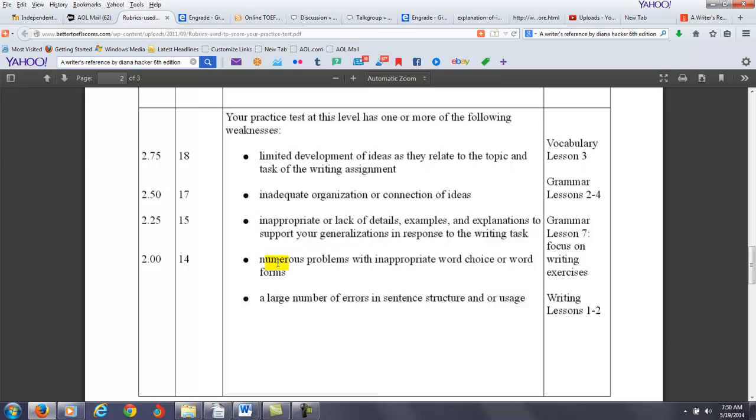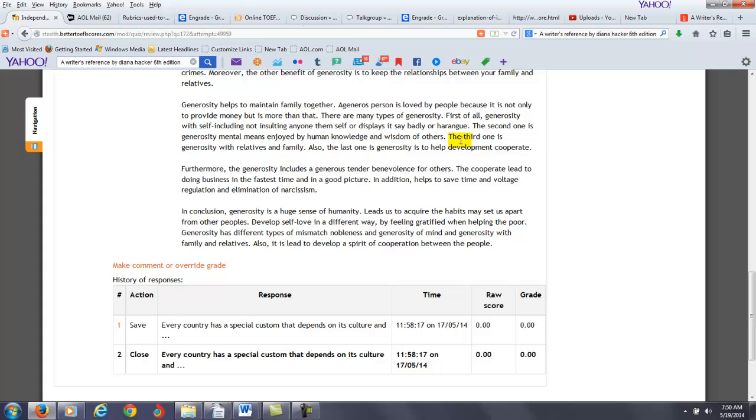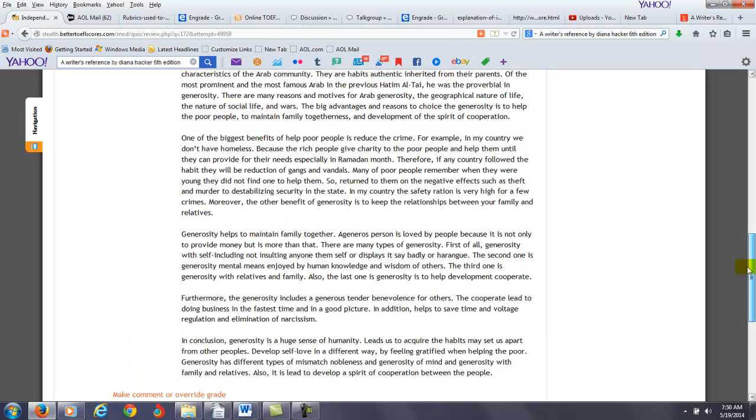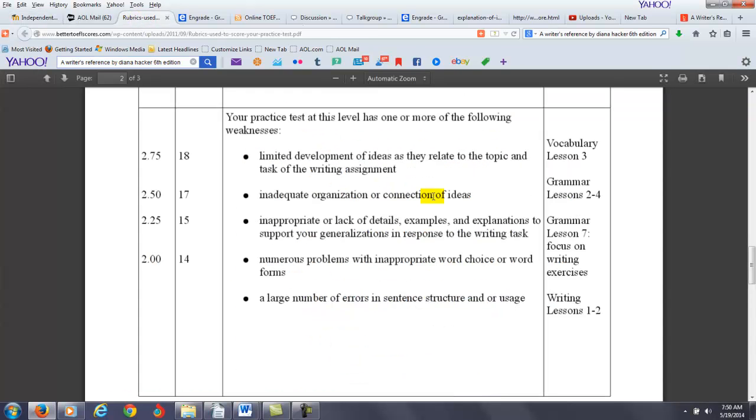You have numerous problems with inappropriate word choice or word forms. Remember when I showed you in your essay, I think you said the cooperate. Right here, you said the cooperate instead of cooperation. So what it means is you're not comfortable sometimes using your nouns or your adjectives or your adverbs or your verbs. You're not sure which form of the word you should use based on the position in which it occurs in the sentence. So this is going to put you pretty low.